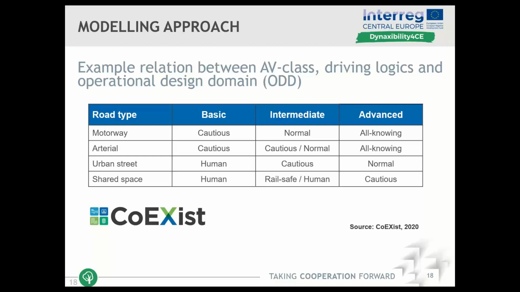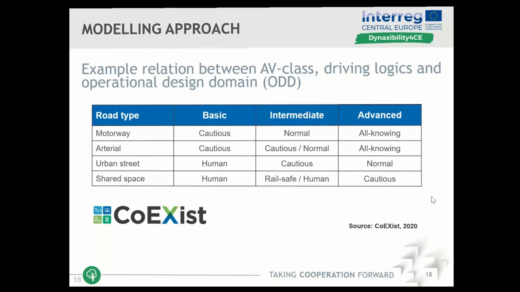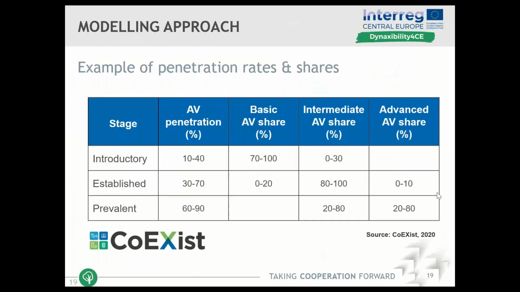So, for instance, in relation with the AV class and driving logics, you can see here how the different scenarios were built, and for each of these different road types, what type of AV class and what type of driving logic would be allowed to take place, where this could actually be tested. And the same with the penetration rate of automated vehicles, so how many vehicles are actually in the market at that moment. The AV share that was considered had to do with the stage of introduction in a future scenario.